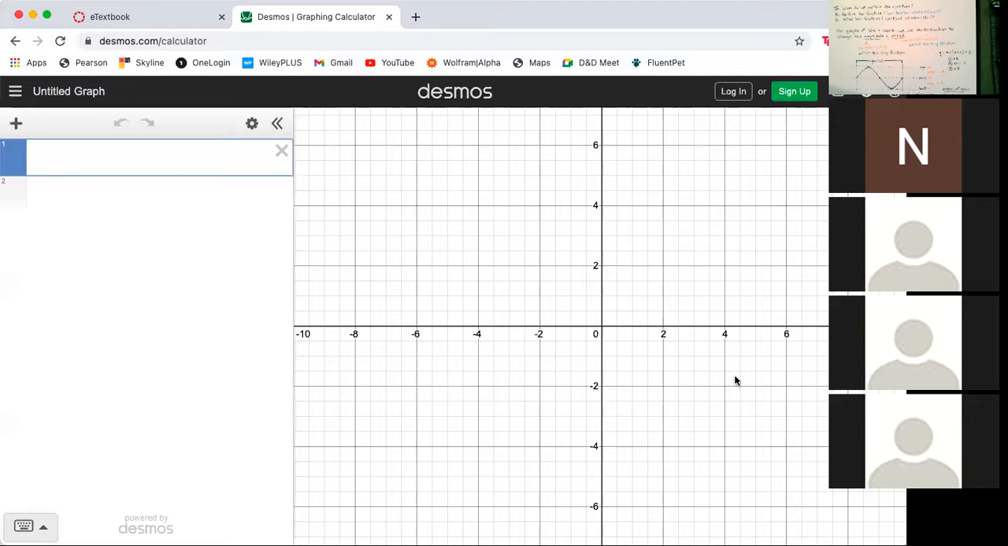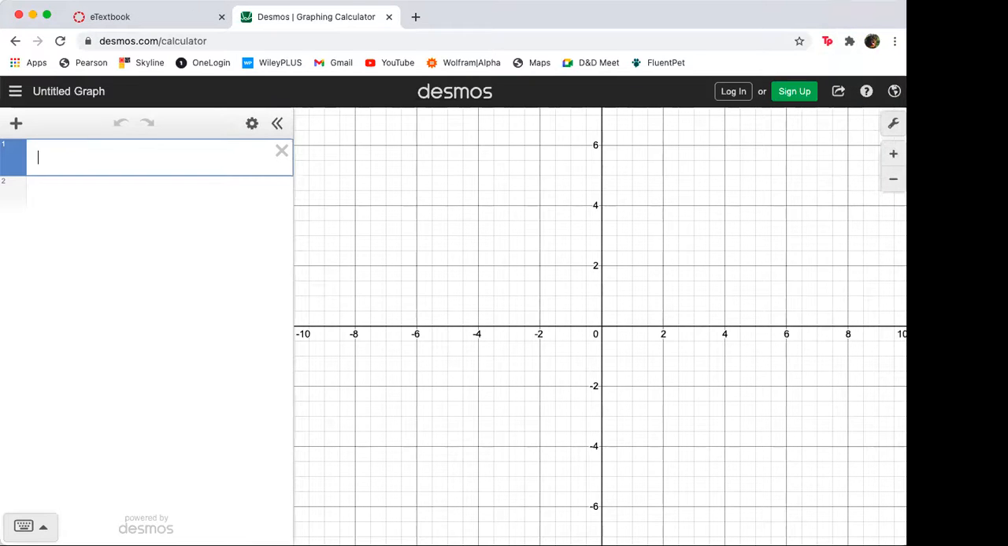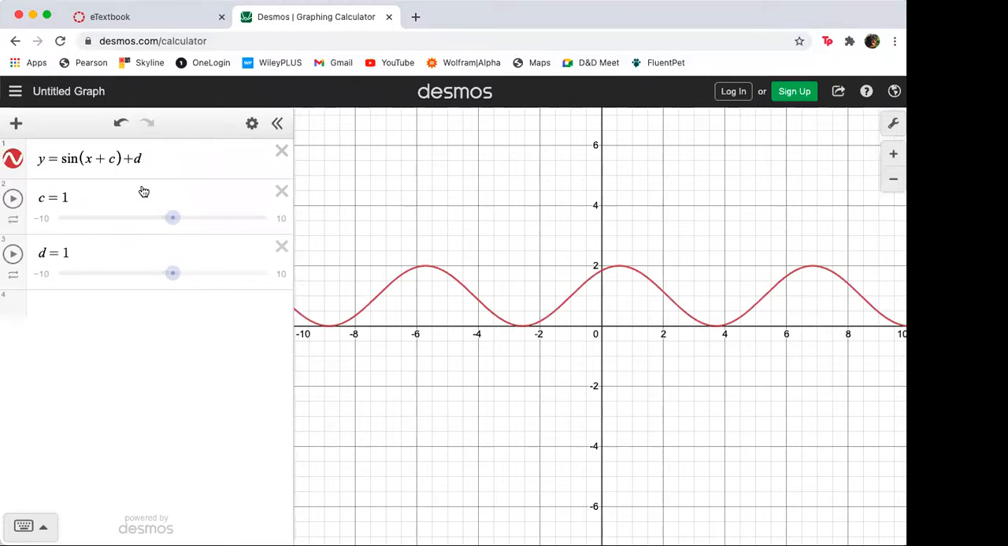All right, so at this point, you should be looking at Desmos. Is everybody looking at the Desmos? All right, so let's take a look at y equals sine of x plus c. I want addition before, and I also want addition after. And I want to add sliders for c and d.